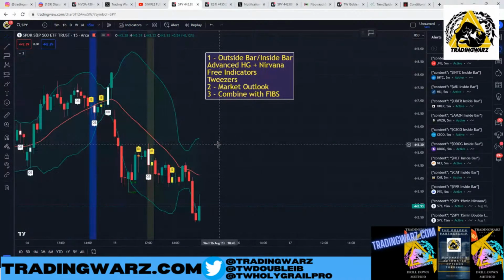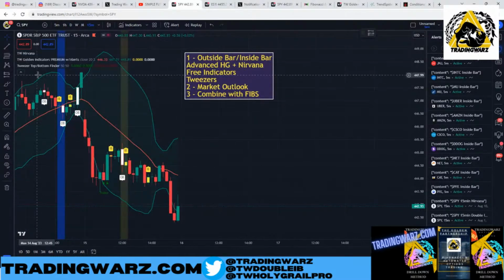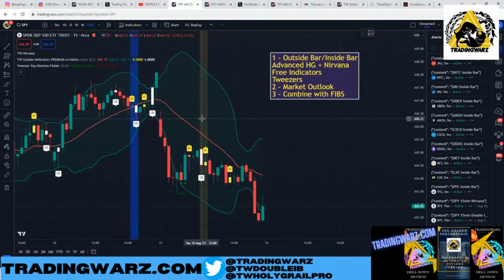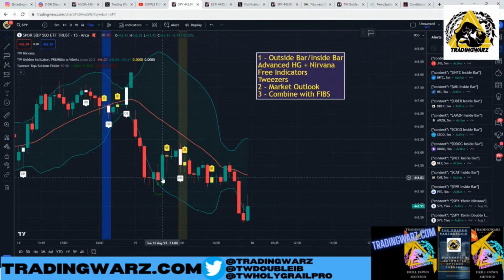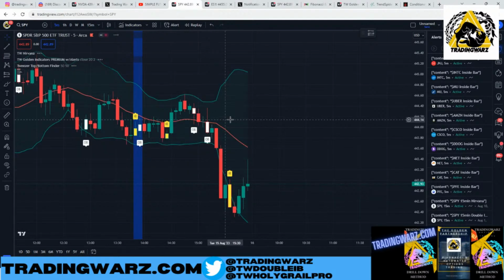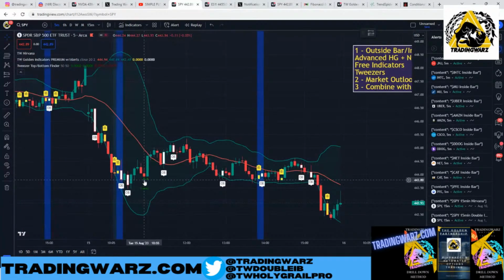So anyways, for the tweezer, it's tweezer top, bottom finder. I found this on TradingView. But essentially what it is, guys, it's when two candles have the exact same low or the exact same high. So if I go back here to the 5-minute chart, you can see right here, for example, exact same low back to back. Okay?